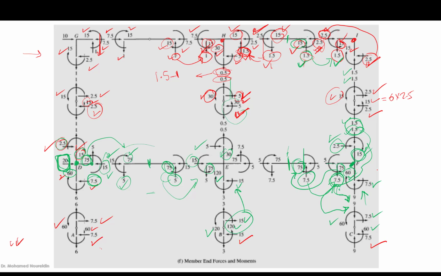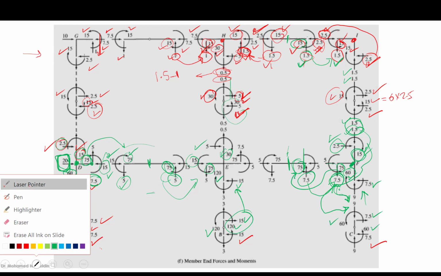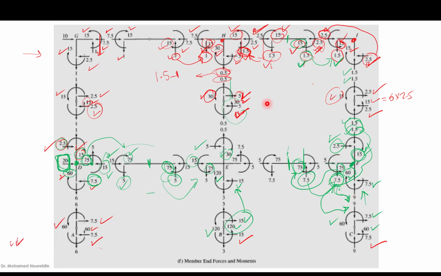Let me use this laser point. I think now we have solved, as you can see here, everything regarding the shears, moments, and axial force of all girders, and shear and moments of the columns. The last thing is what? Exactly. It is going to be the axial forces in columns.